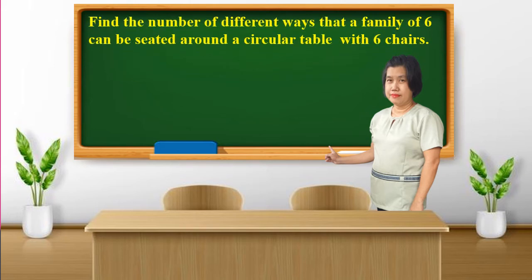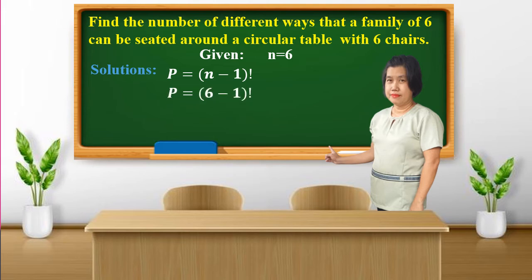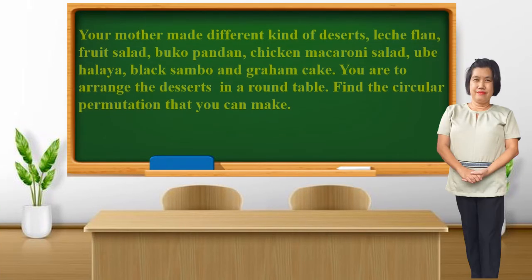Find the number of different ways that a family of 6 can be seated around a circular table with 6 chairs. The given value of n is equal to 6. Substitute it in the formula P equals the quantity n minus 1 factorial, is equal to 6 minus 1 factorial. 6 minus 1 is equal to 5 factorial. And 5 factorial is equal to 5 times 4 times 3 times 2 times 1, and that is equal to 120. Let's proceed to the next problem.